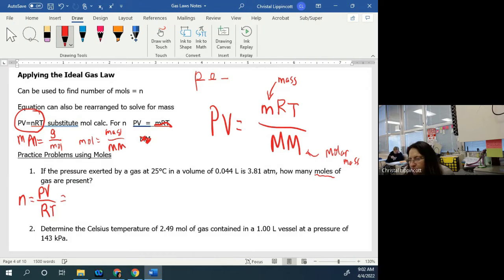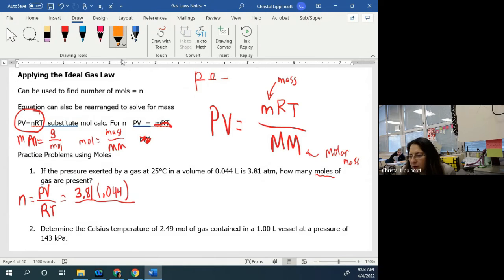So our pressure is 3.81. My volume, I need to check and make sure it's in liters, which it is. So that's 0.044 over. Now I've got to figure out my R value.